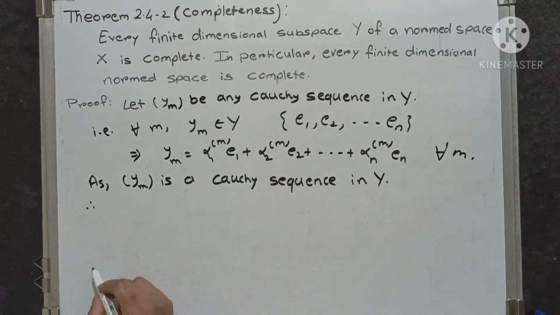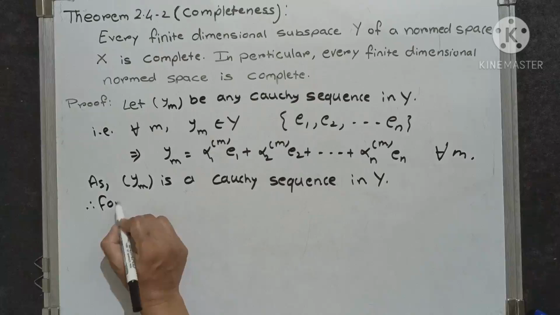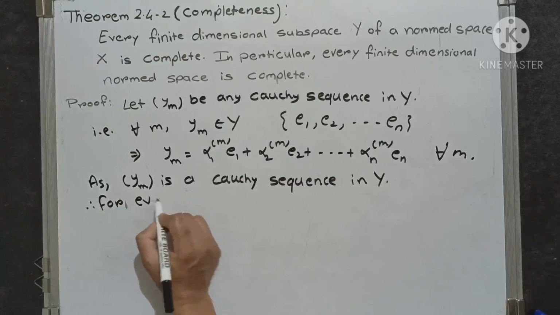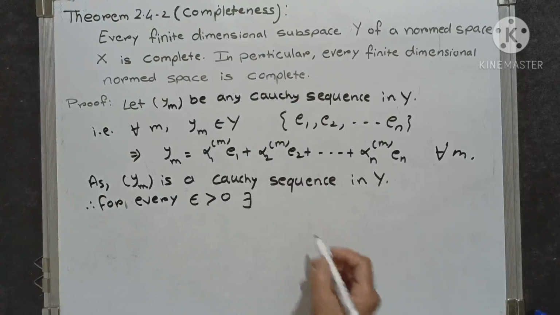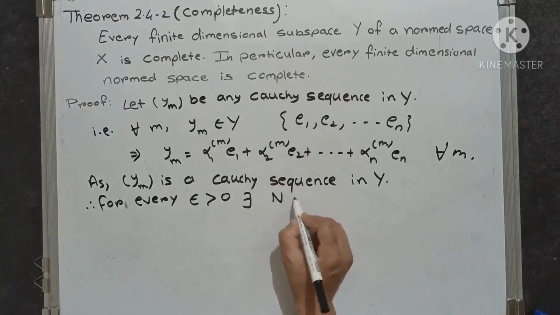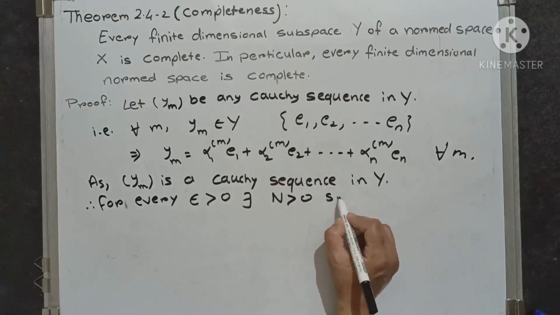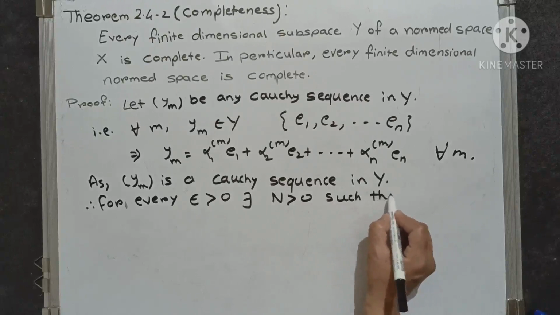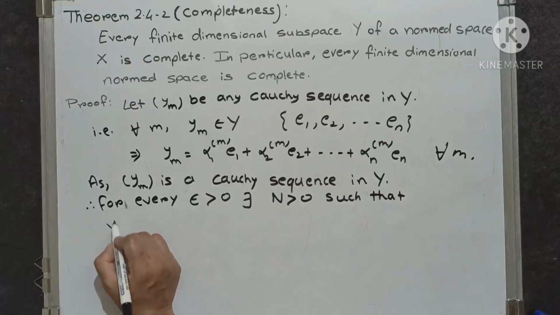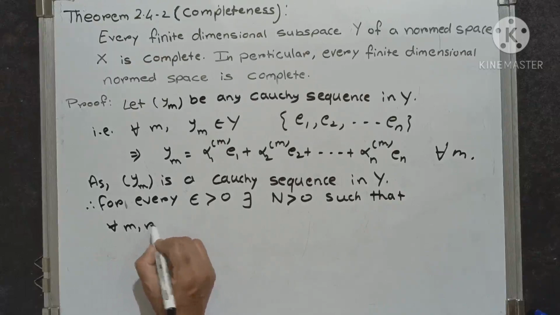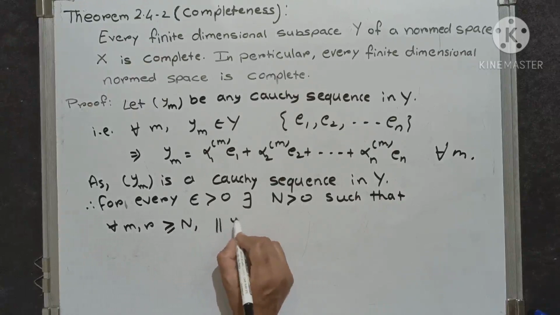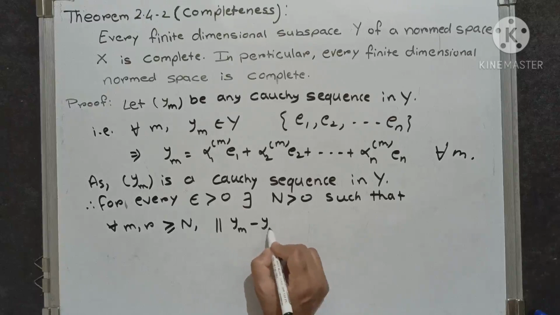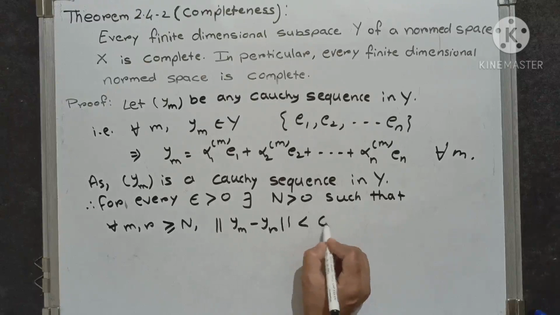Therefore, by definition of the Cauchy sequence, for every epsilon greater than 0, there exists a natural number N such that for all m, r greater than or equal to N, norm of y_m minus y_r is less than epsilon. This is the definition of the Cauchy sequence.